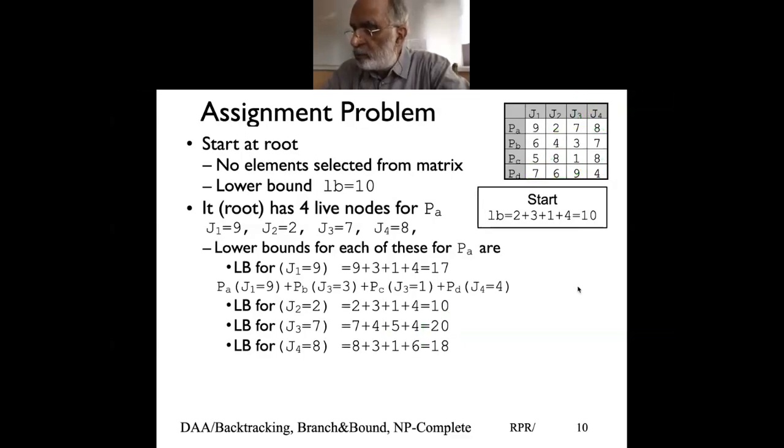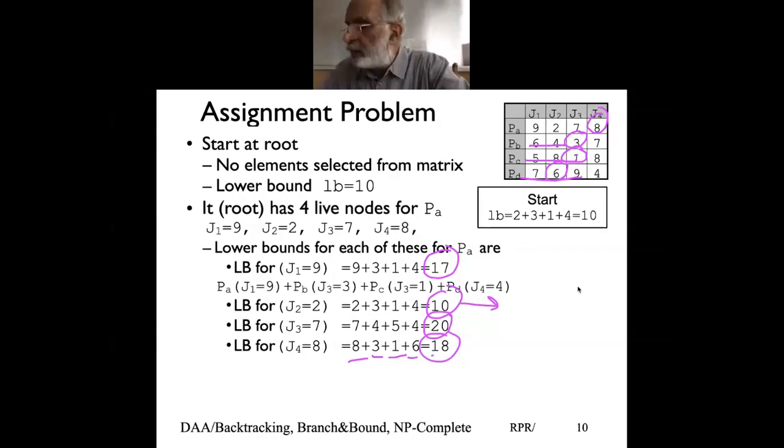When person 2 does job 4, it is 8. So minimum among these three is 3. Minimum for this is 1. Minimum among this is 6. So you get 8 plus 3 plus 1 plus 6, which is 18. So we look at if person 1 does job 1, my lower bound is 17. With job 2, lower bound is 10. With job 3, lower bound is 20. So the most promising one means we follow with job 2.